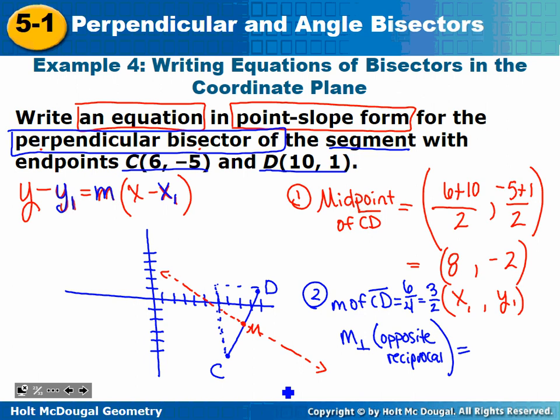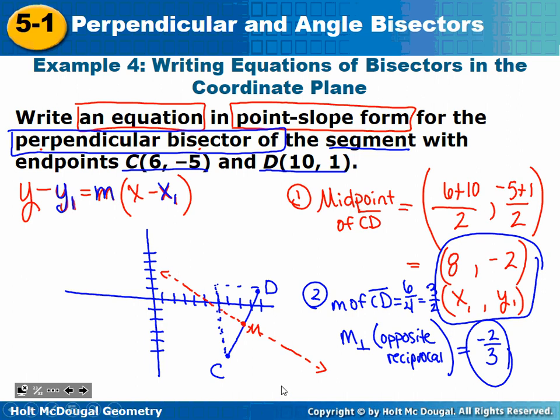Careful. Opposite means change the sign. What does reciprocal mean? Flip it. So what is it going to be? -2/3. You have to change the sign from positive to negative, and then you have to flip the fraction. Opposite reciprocal. So now we have our slope, and we have our point, so we can plug it into our point slope formula. Okay, so we found the midpoint to find a point on our line, and then we found the slope, and we flipped it and changed the sign to get the perpendicular slope. And now we can plug it in and write an equation, because our goal was to write an equation.